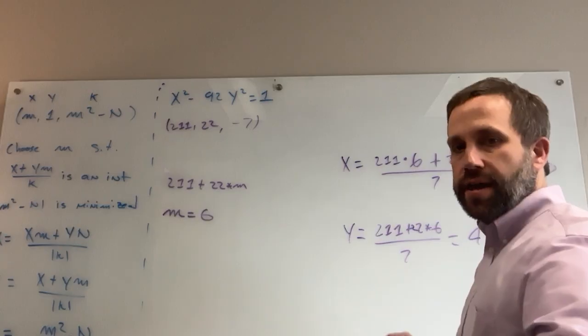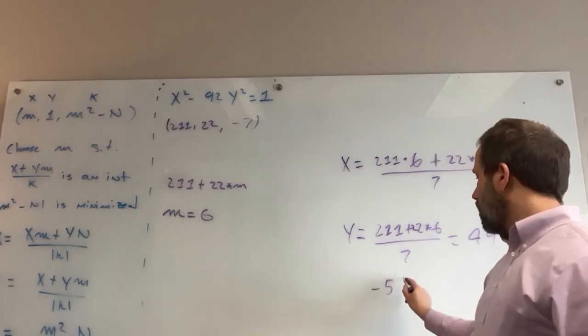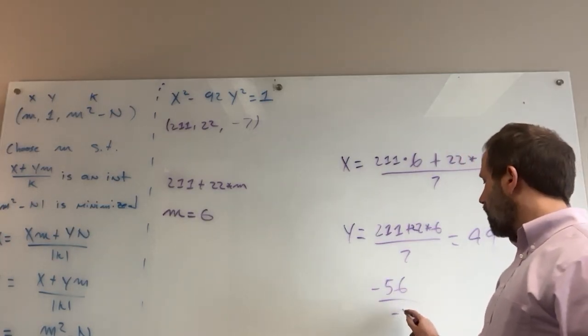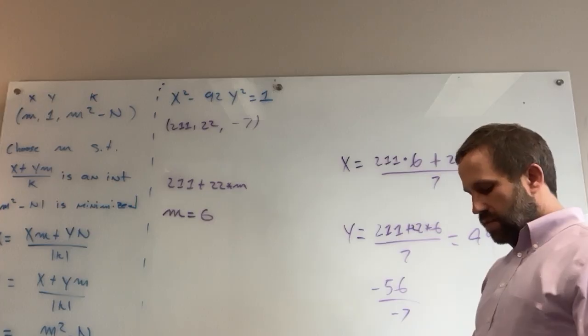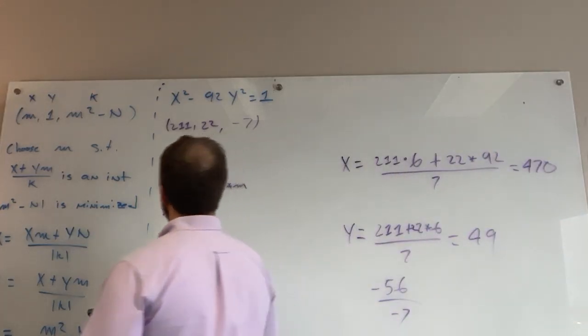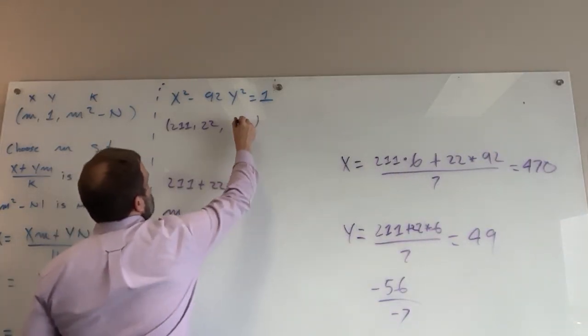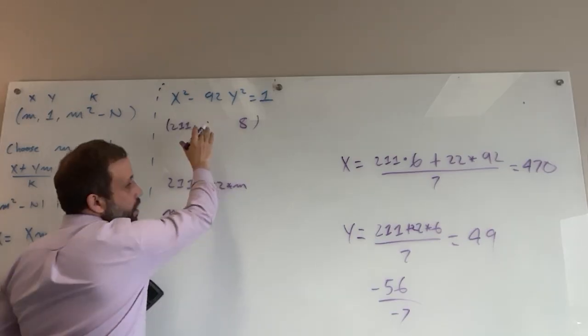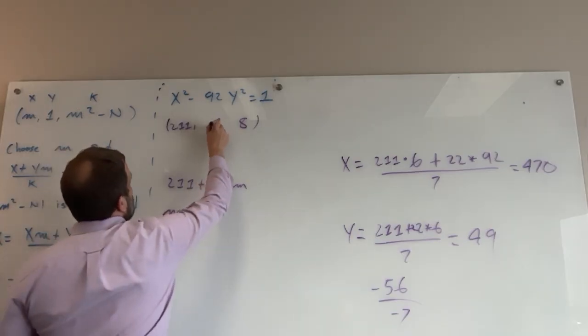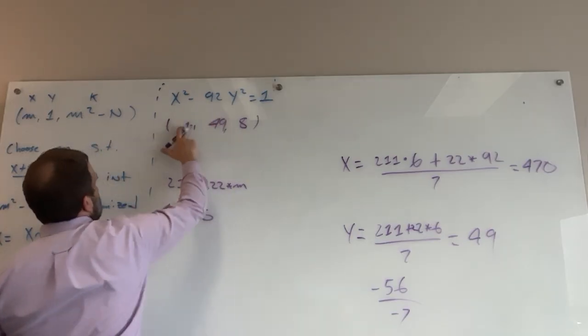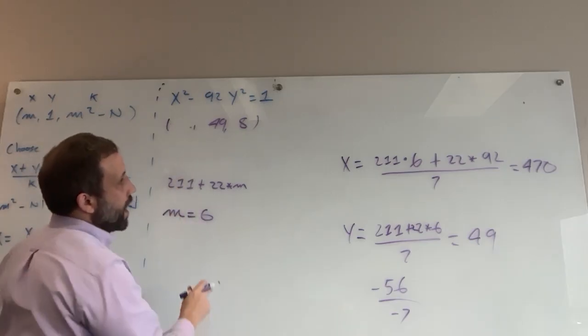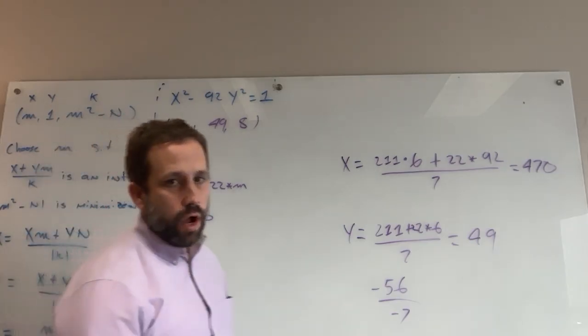Then we're going to have minus 56 divided by minus 7. That gives us 8. Okay, so 8 is what we're going to have here. The new value that we're going to have here is 49. And the new value that we're going to have here is 470.